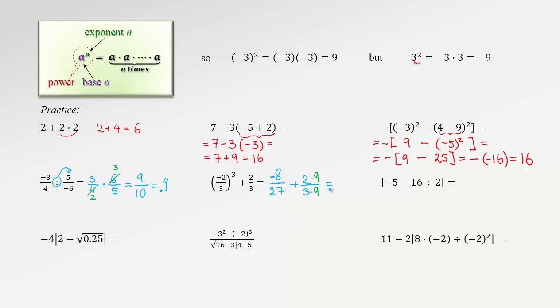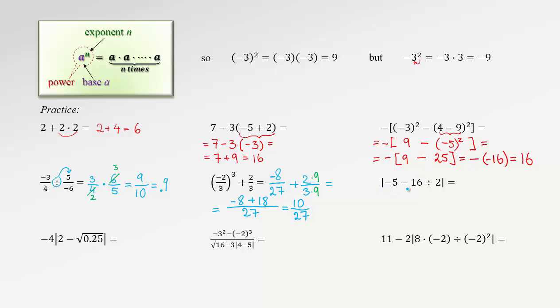And now I'm ready to add those fractions. So let's write them under common denominator, which is 27. And here I have negative 8. And over there plus 2 times 9, which is 18. 18 minus 8 is 10. So we end up with 10/27.